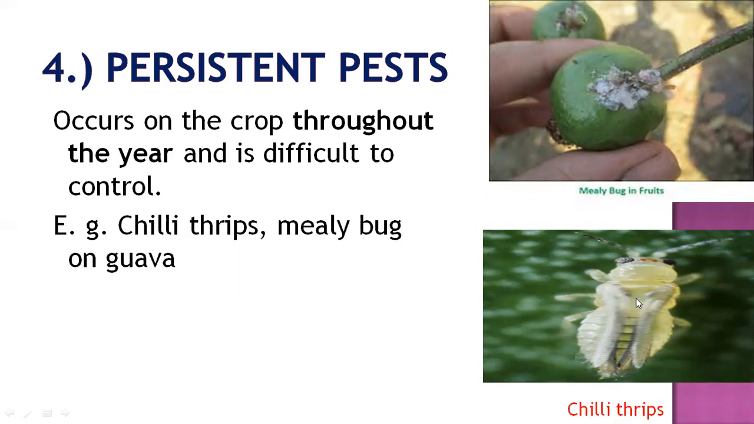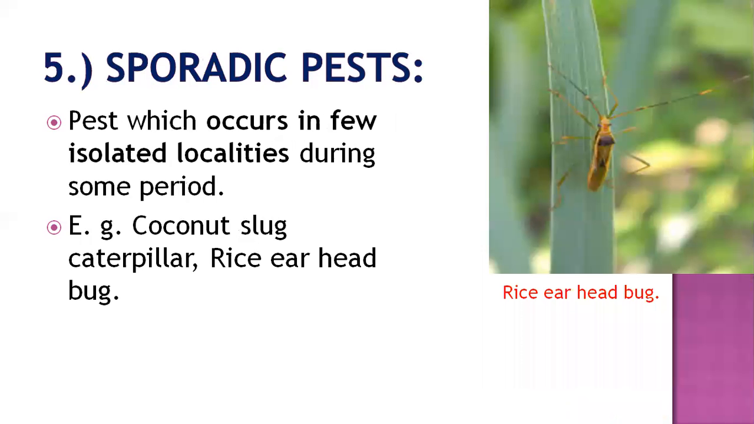In the second picture, chili thrips. Thrips are minute insects that we can always observe on different crops, like guava. So the examples here are thrips and mealybug. This is the fourth category of pest.